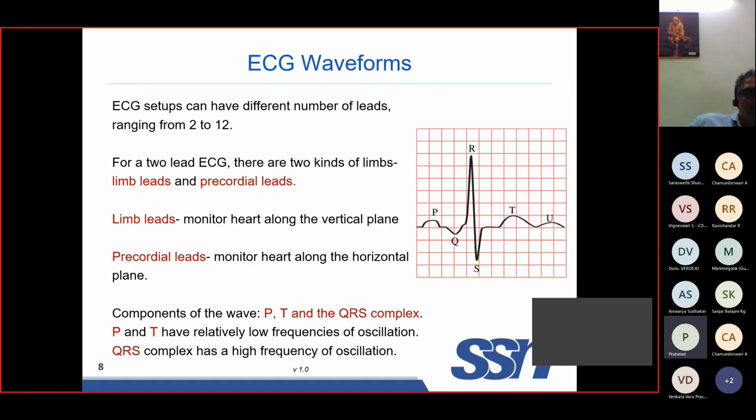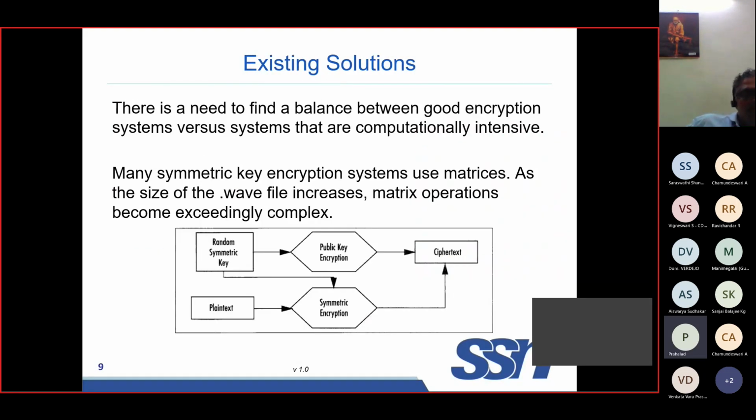As I mentioned before, there are different systems which exist, but the most important thing is to find a balance between a good method of encryption and one that is less computationally intensive. It should take less time. As I said, many symmetric key techniques use matrices, and as mentioned before, as the size of the file increases, matrix operations become exceedingly complex.